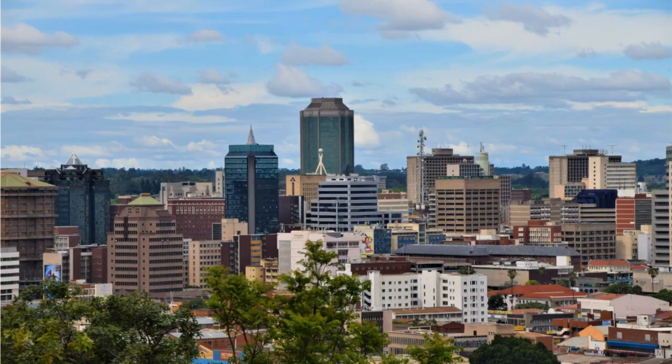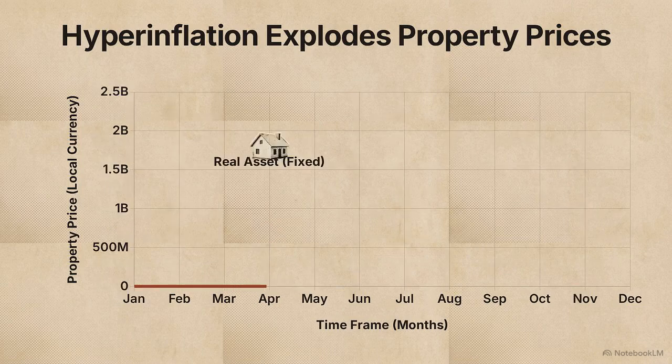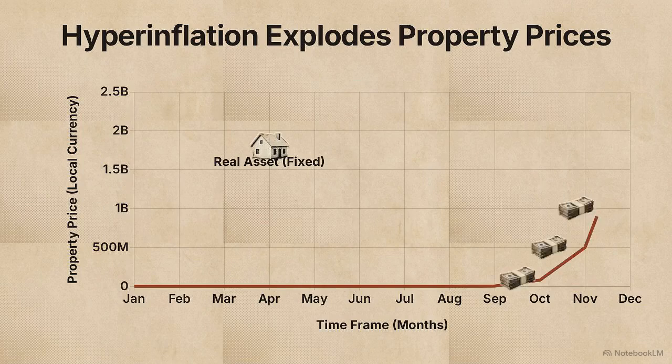This is Harare, the capital of Zimbabwe. After repeated episodes of extreme inflation, the public eventually abandoned the domestic currency entirely. As people desperately traded their dying paper for physical safety, property prices in Zimbabwe surged astronomically in local currency terms.